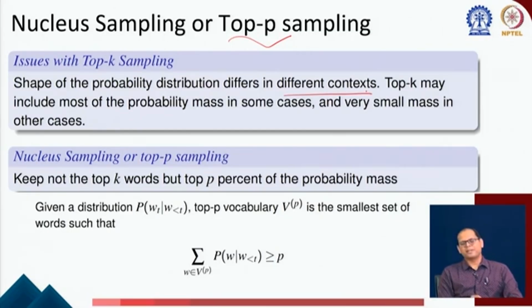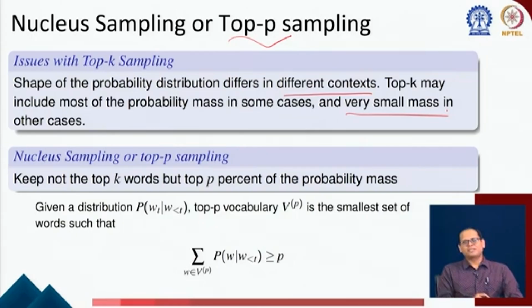So, the shape may differ in different contexts. Sometimes top K includes most of the probability mass already, so it may also include some low probability words. And sometimes it may include very small probability mass. It may happen that all words have roughly uniform probability, so it will actually include very few words to sample from.